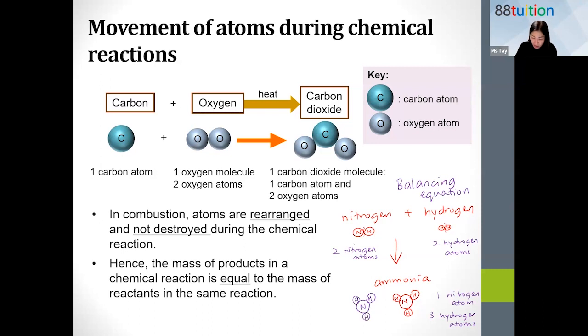That will actually satisfy the 2 nitrogen inside the reactant. Correct or not? But now I have 2 nitrogen atoms. How many hydrogen do I have now? Instead of 3, now I have 6. Correct? So is this a problem? Yes, it's still a problem because now the number of hydrogen atoms is not the same.